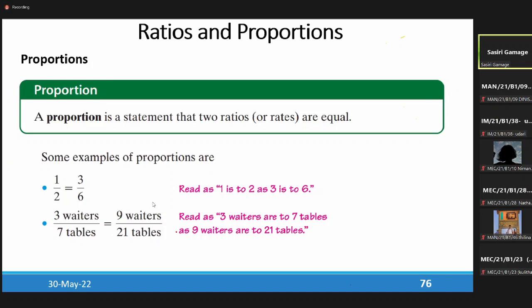But quantity wise it is different, but we can say these are proportions. Is that clear? This ratio and this ratio are equal, but by quantity the values are different. Then we call them proportions.